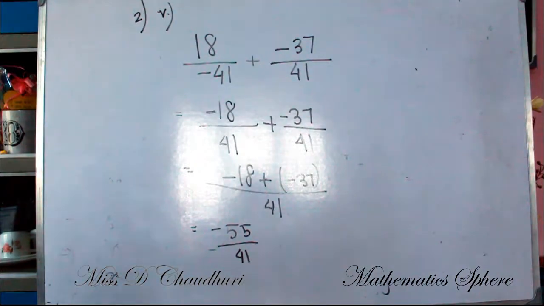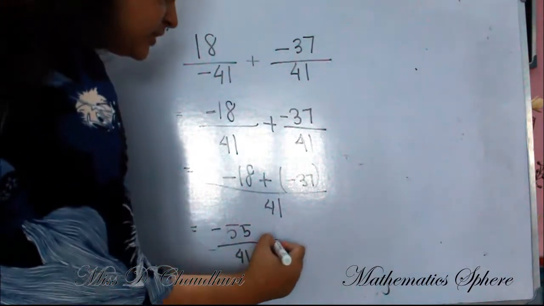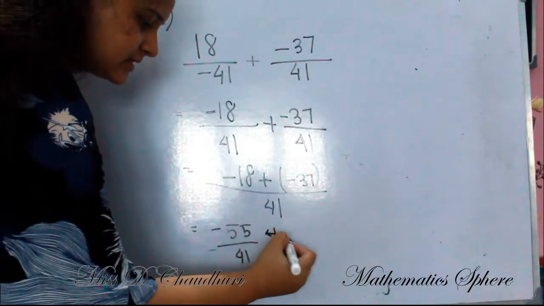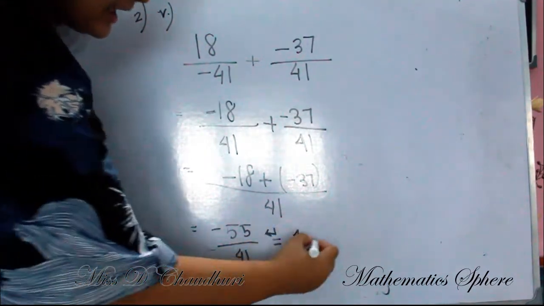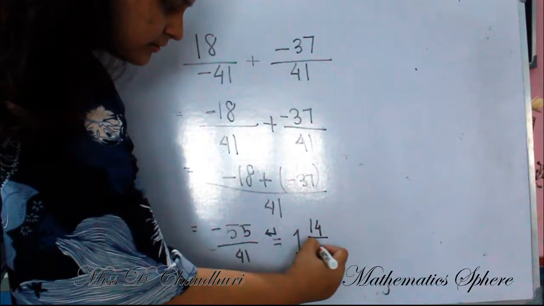Now you can change this into the mixed form. So you write in the next line, you keep minus, this one, 1 will go, and here 14 by 41 will remain.